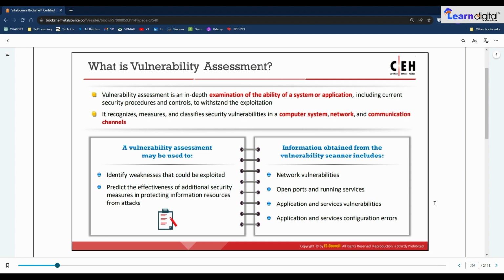Additionally, it assists security professionals in securing the network by identifying security loopholes or vulnerabilities in the current security mechanism before attackers can exploit them. Vulnerability assessment may be used to identify weaknesses that could be exploited, and to predict the effectiveness of additional security measures in protecting information resources from attack.